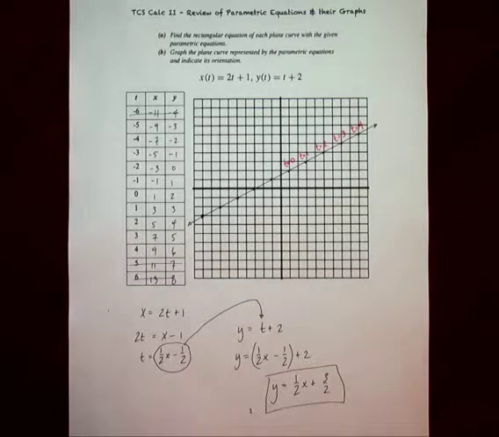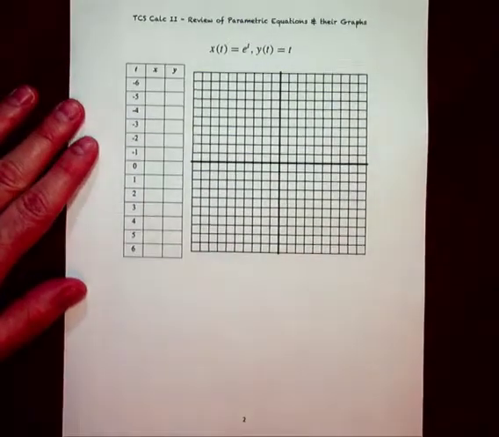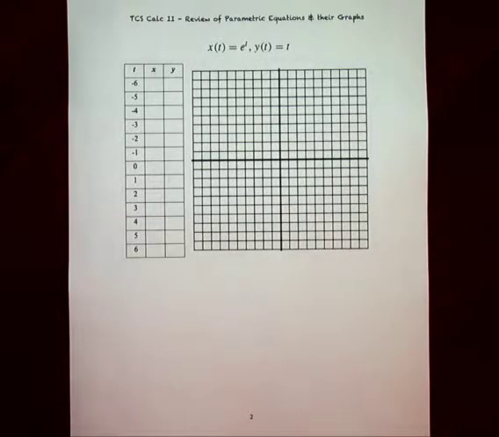Okay, let's get to ones that are just a little bit more complicated than this. Now, this one is x is equal to e to the t, and y is equal to t.